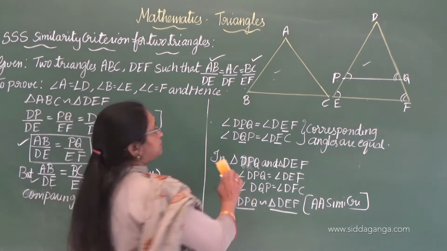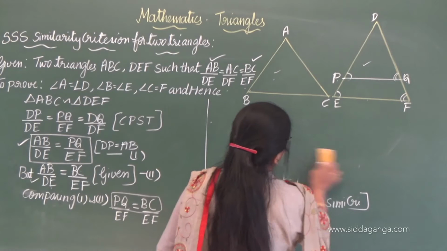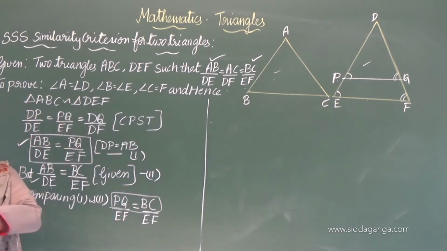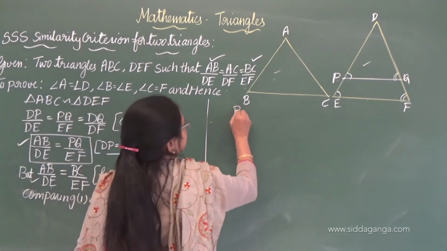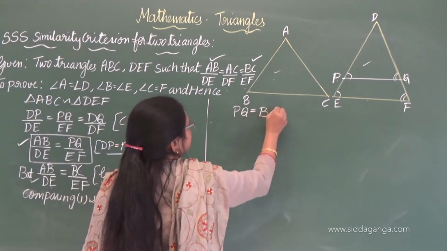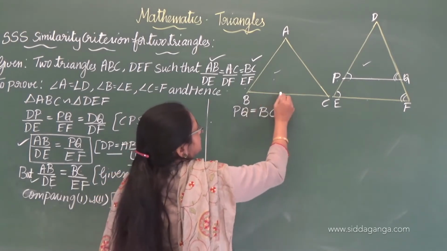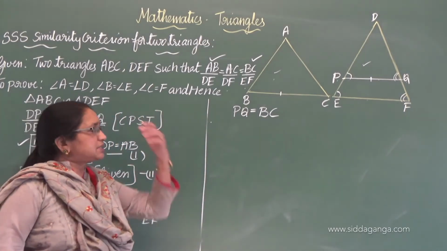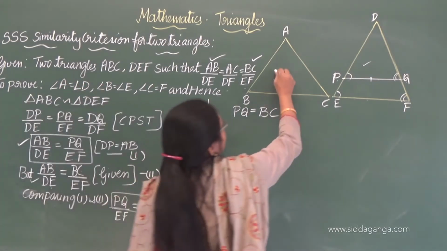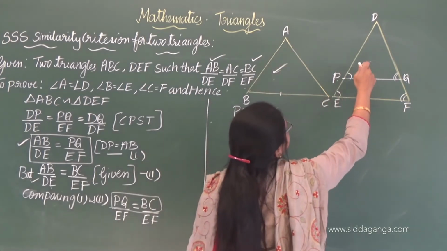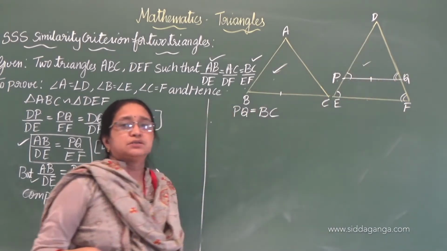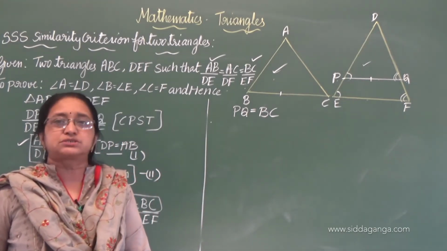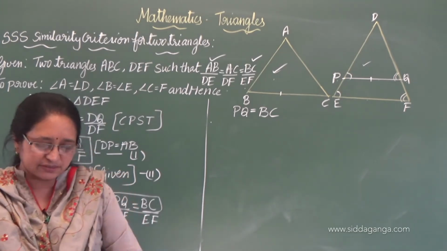I told you the next step, the third step, is PQ is equal to BC, okay. Here PQ is equal to BC. Now what I proved? PQ is equal to BC. What is the next step I told you? I told you that we will prove that triangle ABC and DPQ are congruent. So for congruence, what can we use? Now PQ is equal to BC we got.